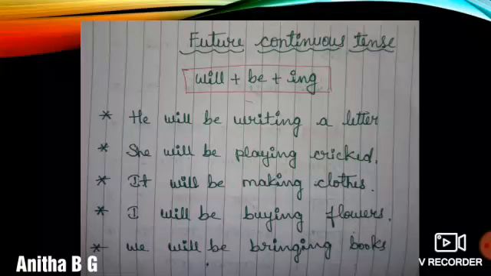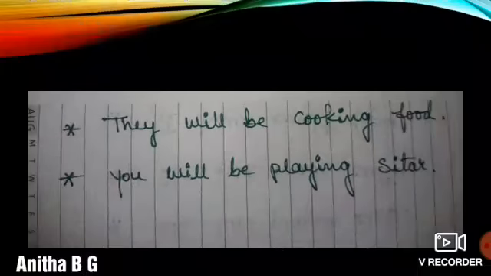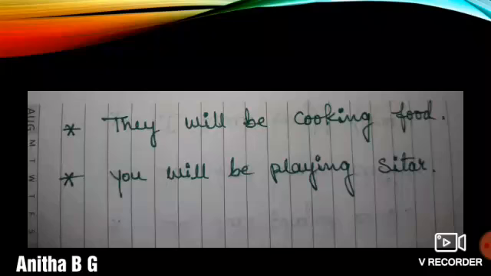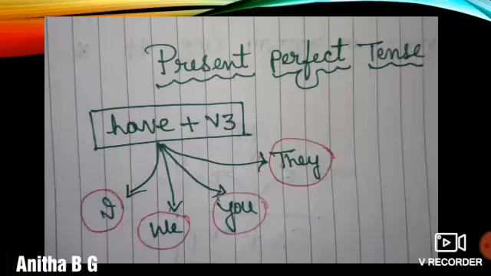He will be writing a letter. She will be playing cricket. It will be making clothes. I will be buying flowers. We will be bringing books. They will be cooking food. You will be playing sitar. In the future continuous tense, we have to use will be plus ing. I hope you all got this.